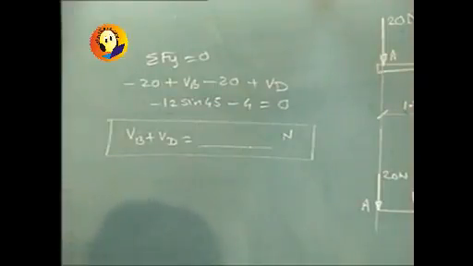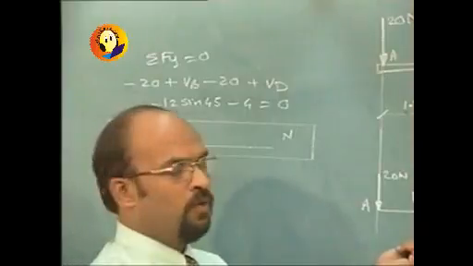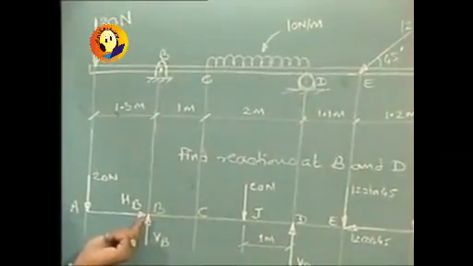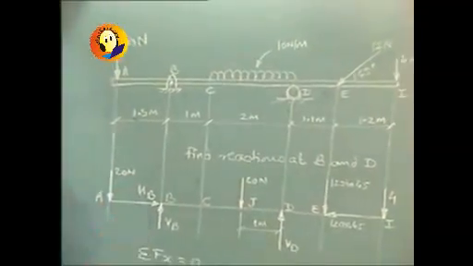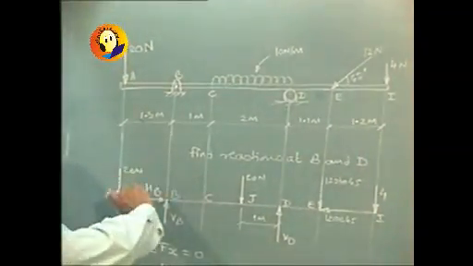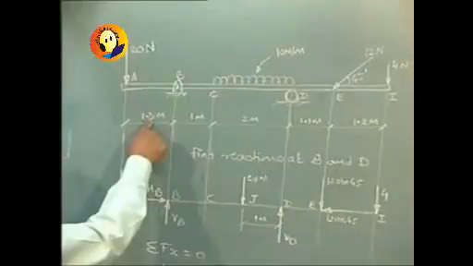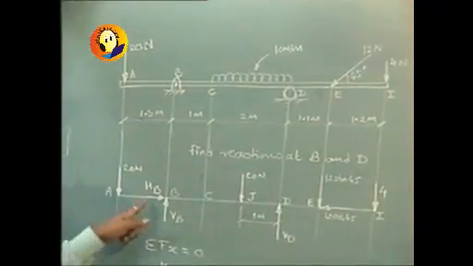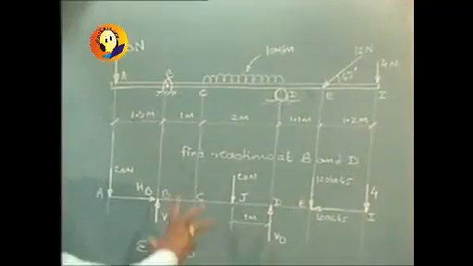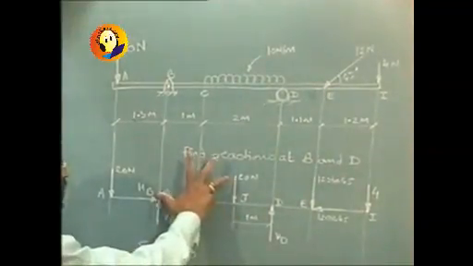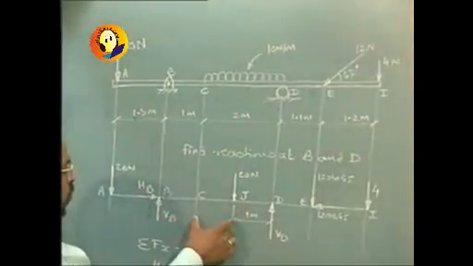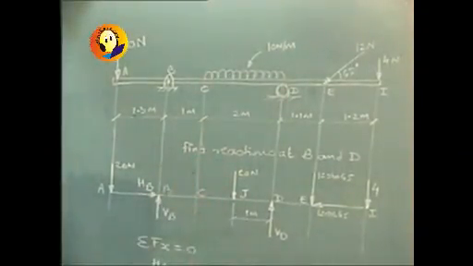And to take moment, we will use point B. When we take moment of this 20 Newton force, it is going to be anti-clockwise, 20 into the distance 1.3 meters, anti-clockwise, so negative. Moment of HB and VB will be 0. Moment of this 20 Newton force will be 20 into 2. This distance is 1 and this is also 1. So 20 into 2, clockwise, positive.